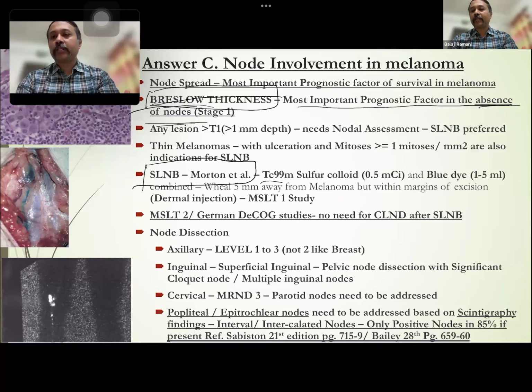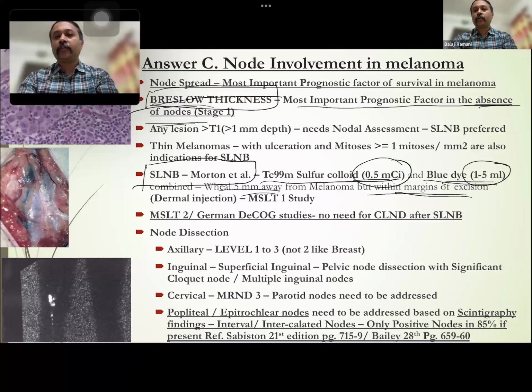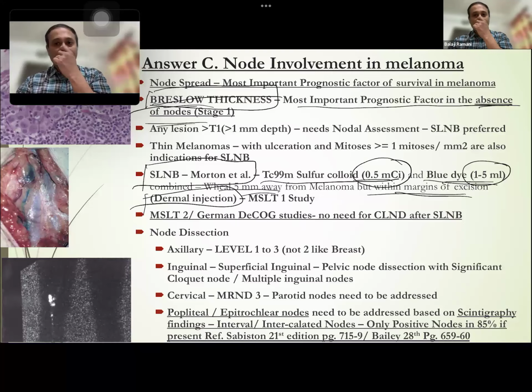Using technetium-99m sulfur colloid, or blue dye, you raise a wheal 5 millimeter away, placing it in the subdermal plane. You use 0.5 millicurie of sulfur colloid or dye, usually up to 1 to 2 ml in that area. You raise a wedge, but within the margin of excision, you give the drug. You give an intradermal injection, not subdermal. And this is what was done in the melanoma sentinel lymphadenectomy trial.